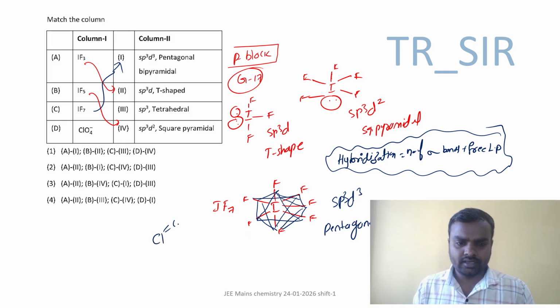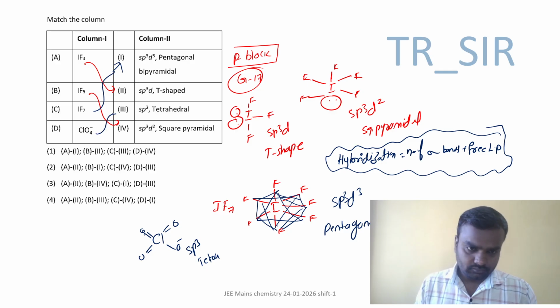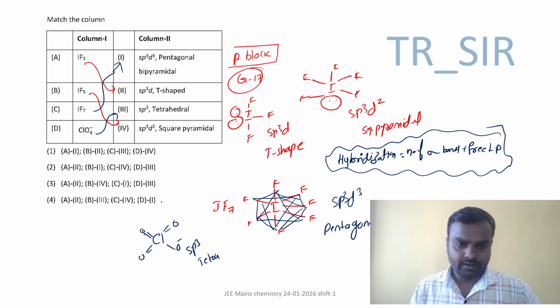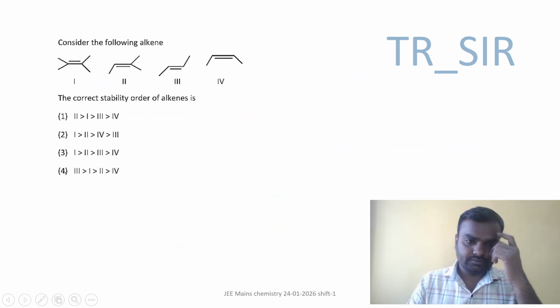ClO4 minus will have a tetrahedral structure. So sp3, 4 sigma bonds, tetrahedral. So that is D3 and A2, D3, A2 and B4. Option C is the right answer.